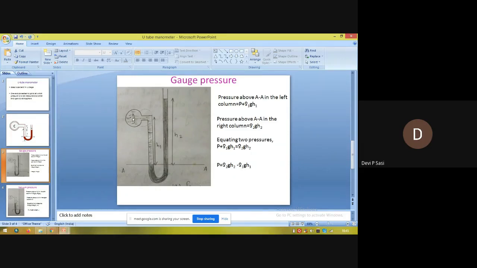We have to compute the pressure at the point A. AA is the datum line. The dotted line represents the lighter liquid and the shaded region represents the heavier liquid. And H1 is the height of the lighter liquid above the datum line.